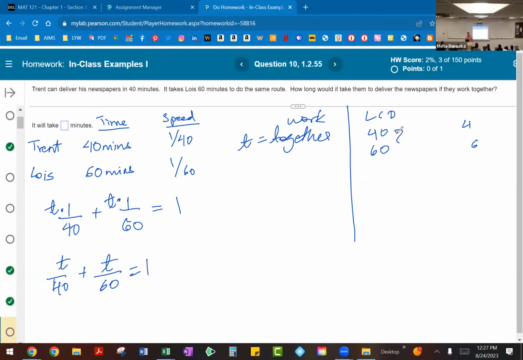The LCD between these two would come out to be, and like I said, just add that extra 0 at the end, would be 120. So what do we need to multiply this fraction by, and what do we need to multiply this fraction by? So 40 gets multiplied by what to turn it into a 120? 3, so very good, multiply this by 3 and 60, 2.